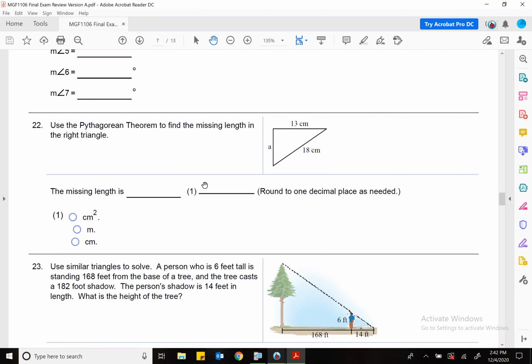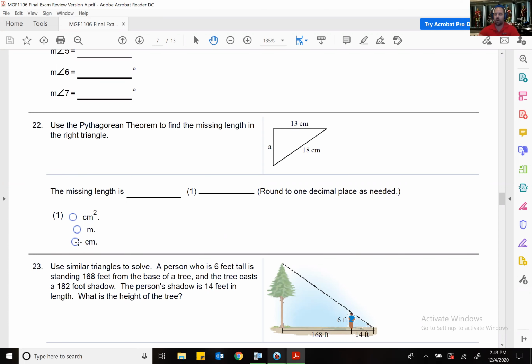What was the question again, please? Before we even figure out what the number is, what's the label of this going to be? Centimeters squared, meters, or centimeters? The cm. Yeah, you got it. The label isn't going to change. These are in centimeters. These are in centimeters. Side A will be in centimeters. So you already know that your answer must be, at least for the drop-down menu part, centimeters.